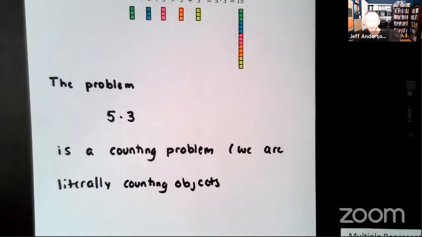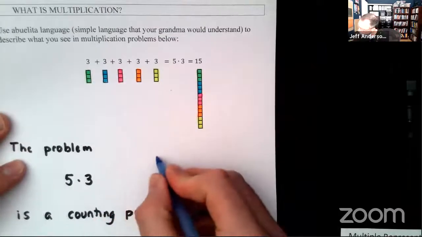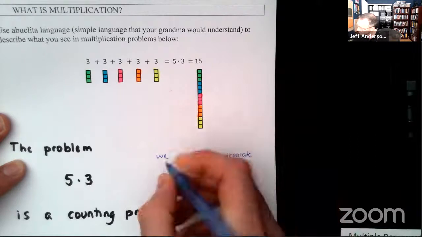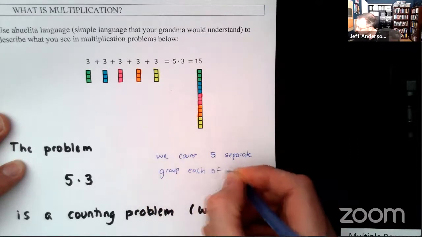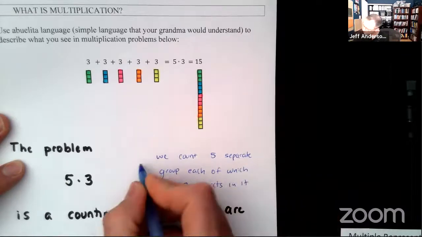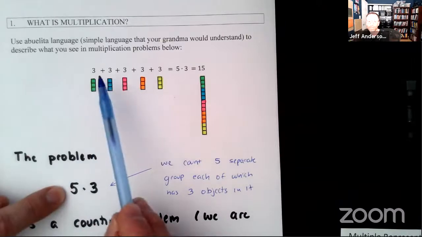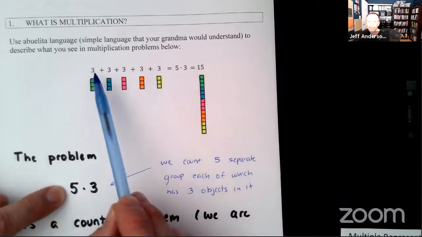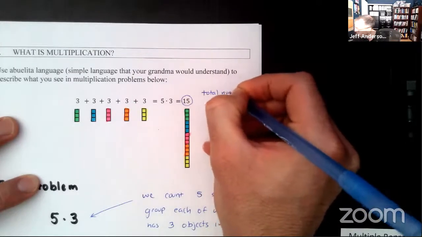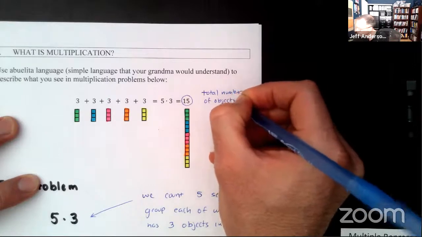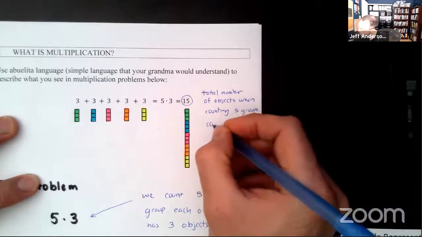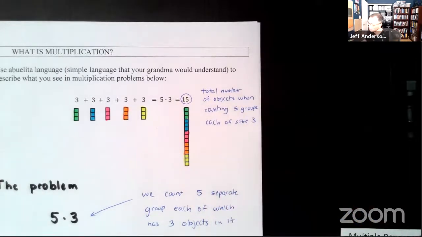Okay, well, let's kind of figure out what objects we are counting here. We count 5 separate groups, each of which has 3 objects in it. So this multiplication problem counts the total number of objects when we take 5 separate groups, each of which has 3 objects. This is the total number of objects when counting 5 groups, each of size 3. Well, we can abstract away from that.